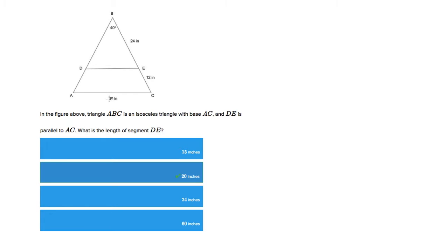So we're given this figure above with triangle ABC. We're told that it's isosceles, which is important here. It means two of the sides are equal and two of the angles are equal.